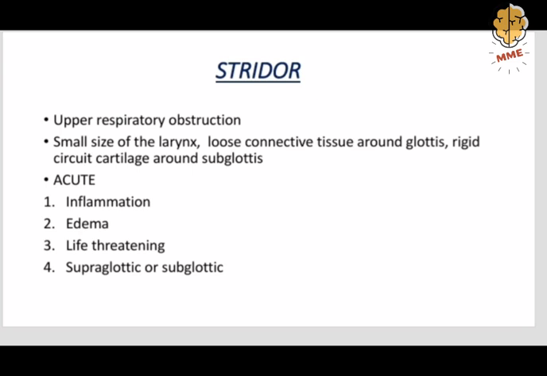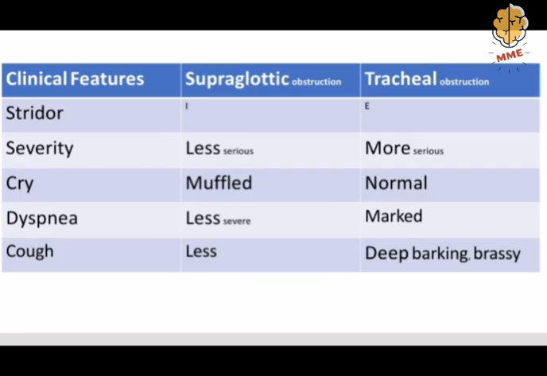Acute stridor accompanies inflammation and edema resulting from an infection like epiglottitis or infectious croup. This may be life-threatening. The obstruction can either be supraglottic or subglottic. Let us go through some of the differences between supraglottic and tracheal obstruction. Firstly, the stridor is inspiratory in supraglottic and usually expiratory in tracheal obstruction.